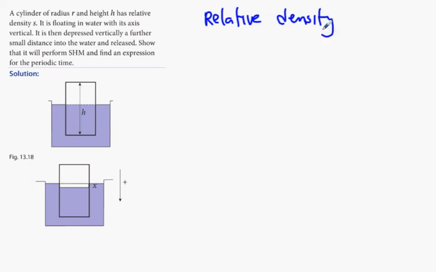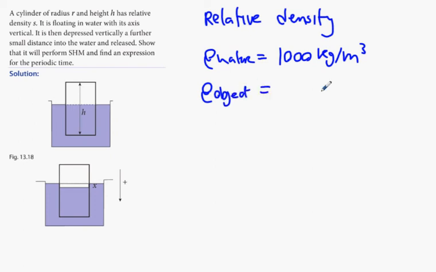S multiplied by the density of water. So once again, the density of water, raw water, is 1,000 kilograms per meter cubed. So therefore, our rho, what's it made of? Just rho object, we'll call it. The density of our object is going to be 1,000 s kilograms per meter cubed, because you have to multiply by the relative density. If s was equal to 2, it'd be 2,000 kilograms per meter cubed. If s was equal to 0.6, it would be 600 kilograms per meter cubed. It all depends on the s value. Now in this question it doesn't actually give us the s value.